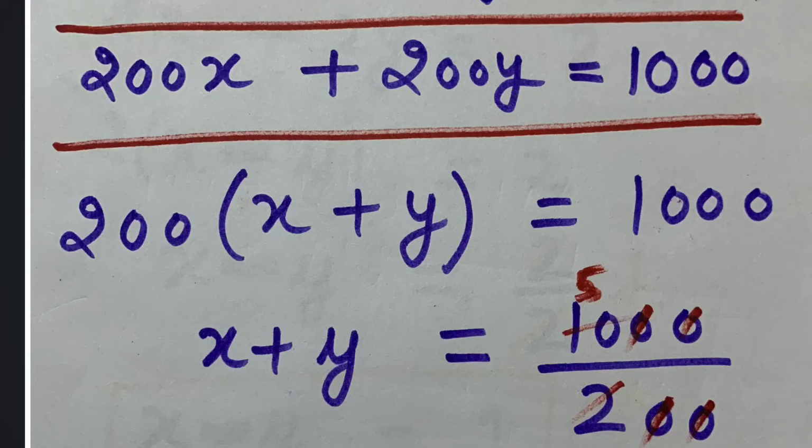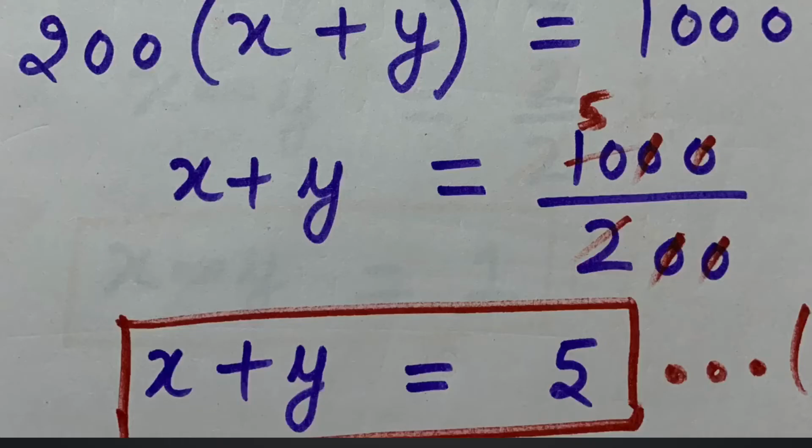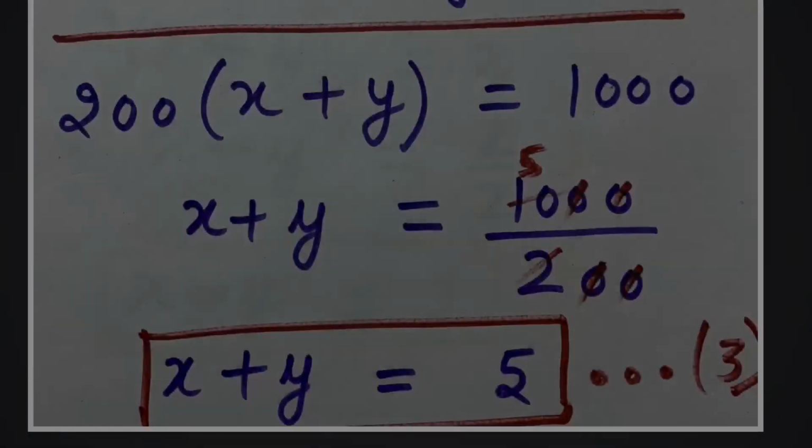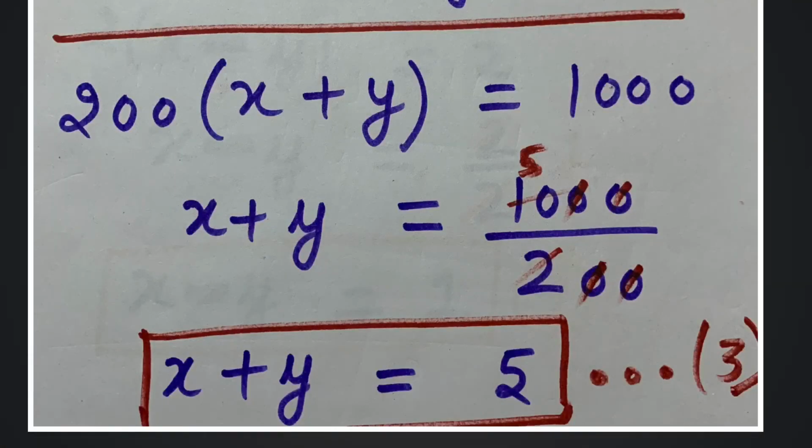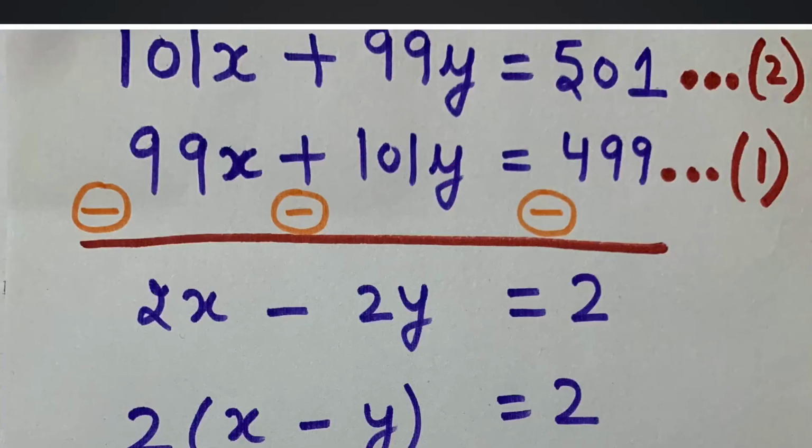After this children, 200 from left hand side will be shifted to right hand side and will be converted into division. So we will get x plus y equal to 1000 divided by 200. After writing in the standard form or after cutting, we will get x plus y equal to 5. After this children, in next step 2 we shall subtract both the equations.